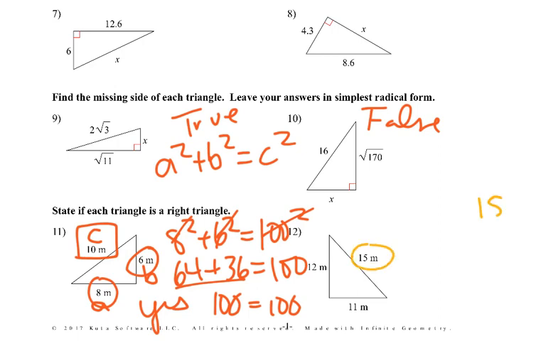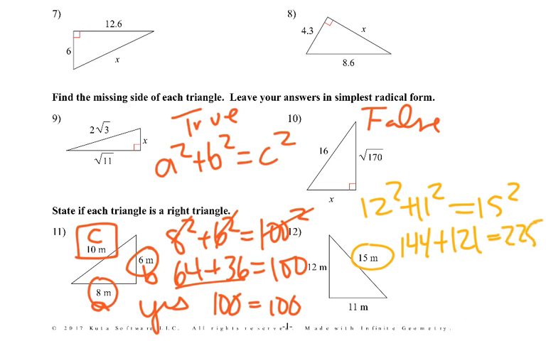Biggest number by itself. So 12 squared plus 11 squared. 12 squared is 144, 11 squared is 121, 15 squared is 225. Okay, so add those together. That's 265. Is that true? No, that's not true, so these ones don't make a right triangle.